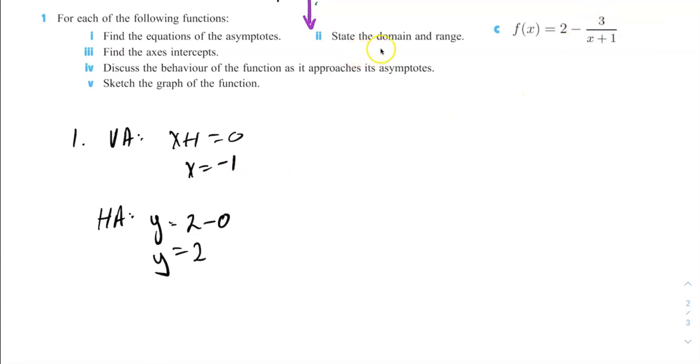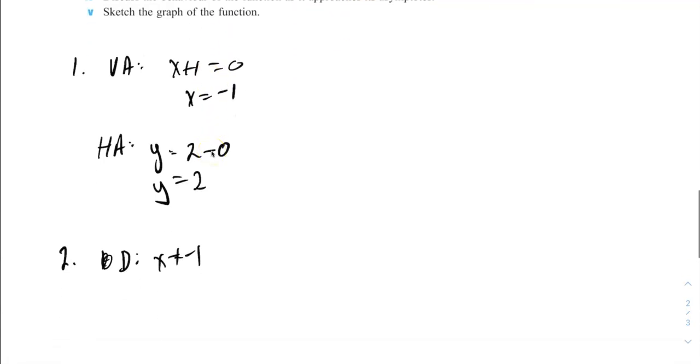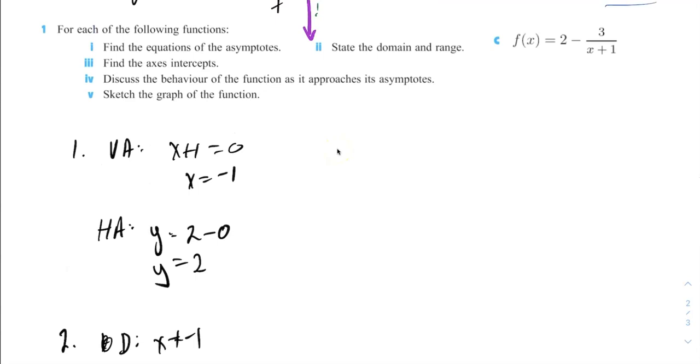Say the domain and range. Very simple. If you want the domain and range, the domain is just the vertical asymptote. x cannot equal negative 1, right? That's the one thing you can't be. And the range is going to be the horizontal asymptote, but you just can't be that value. So y cannot equal 2. There we go. Number 3, find the axis intercepts.